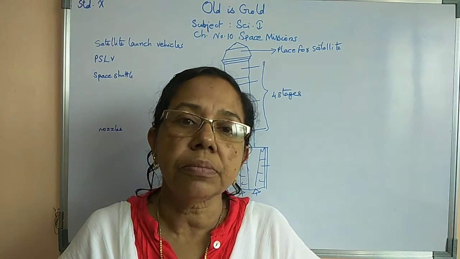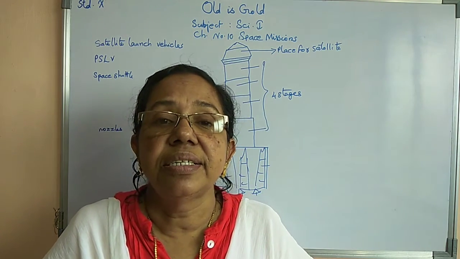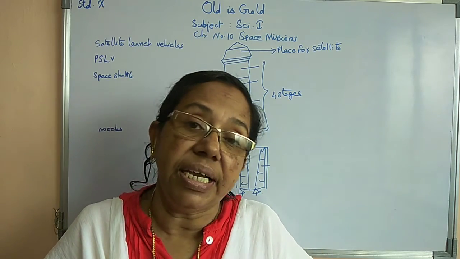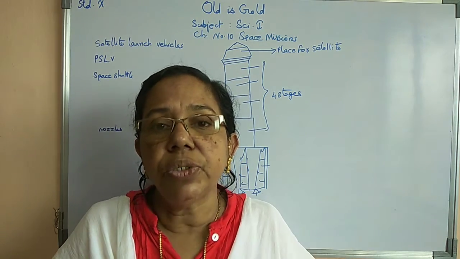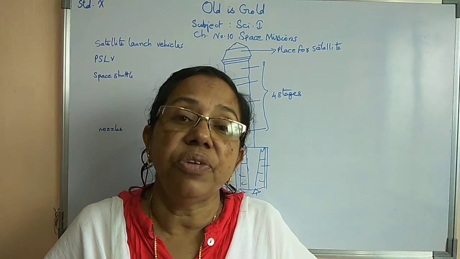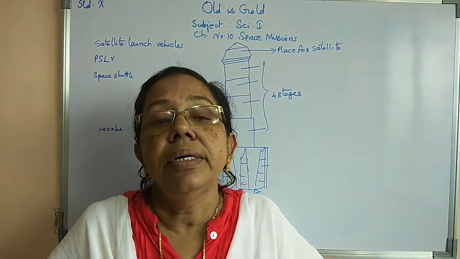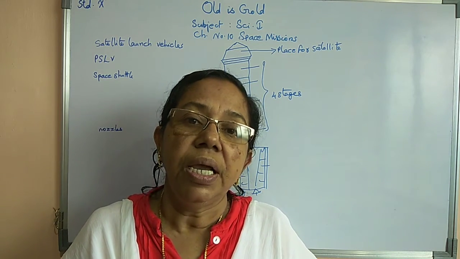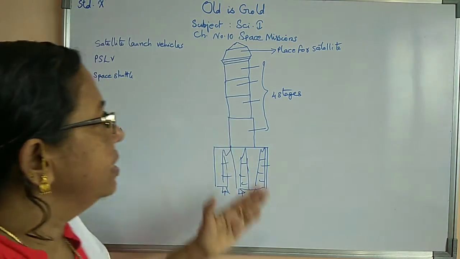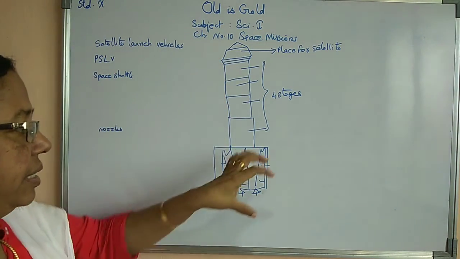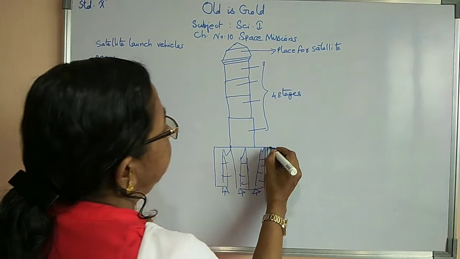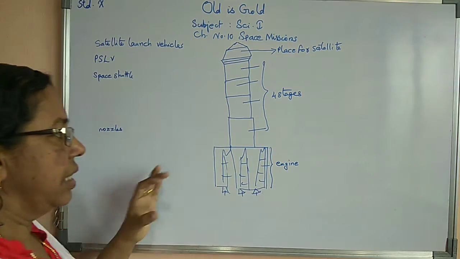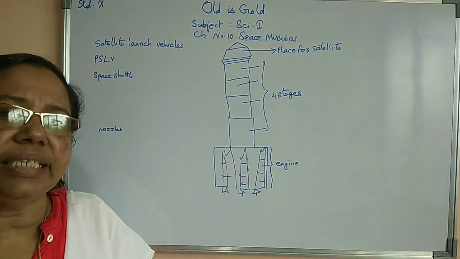Now, launching vehicles carry very heavy satellites. Even the launching vehicle's own weight is very high. Why? Because it needs to carry so much fuel with it. We can say that the maximum weight of the launching vehicle is its fuel itself. Now, the PSLV has such an arrangement. This is the base part. Here this base part has the engines arrangement.